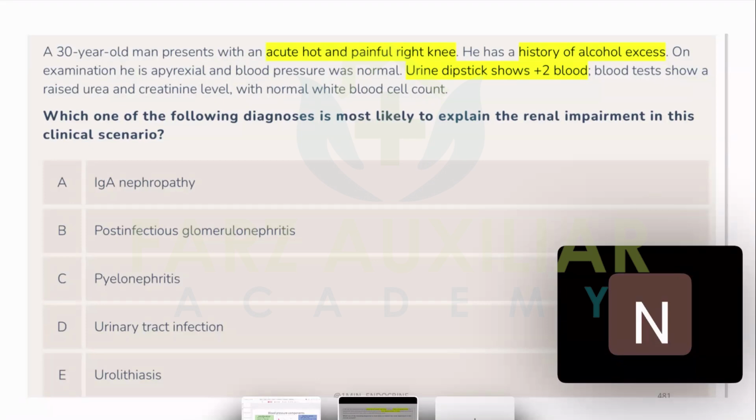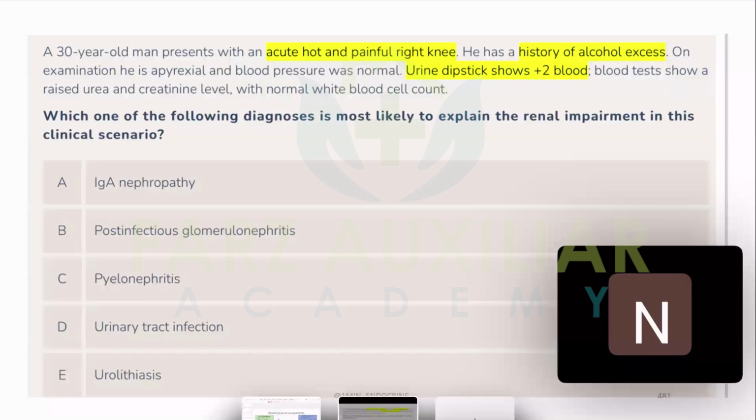Post-infectious glomerulonephritis is obviously not the answer. They have not mentioned anything like that. IgA nephropathy is not the answer. So you're stuck with option E. Pyelonephritis, why not? Because it's apyrexial and normal WBC. Yes, sir. So only E is remaining. So that is the way to rule out the answers and go to one answer.